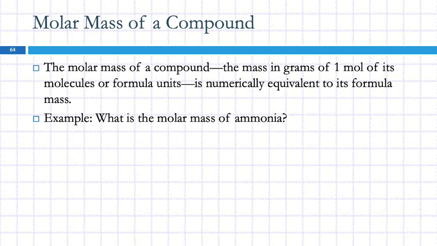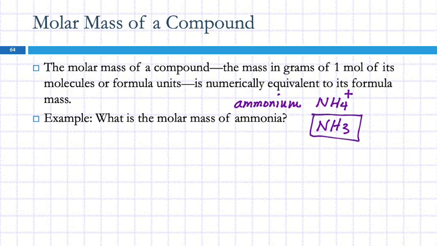So what is the molar mass of ammonia? What do we need to know first? The formula, right? What's the formula for ammonia? It's NH3. There's a polyatomic ion that's very similar to this, ammonium, and that's NH4+. And they are related to each other. But this is ammonia. And so, like I said, I will try to trick you with ammonia and water. You should know those formulas.